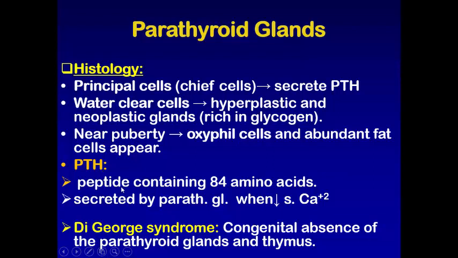About parathormone, it is a peptide hormone containing 84 amino acids. It is secreted by the parathyroid gland in response to low serum calcium. The congenital anomaly of the parathyroid gland is what we call DiGeorge syndrome. It is congenital absence of the parathyroid gland and thymus, resulting in neonatal hypoparathyroidism and absence of the thymus-dependent lymphoid system.